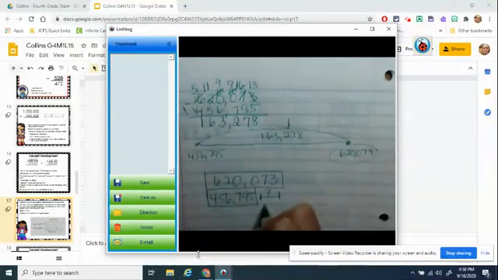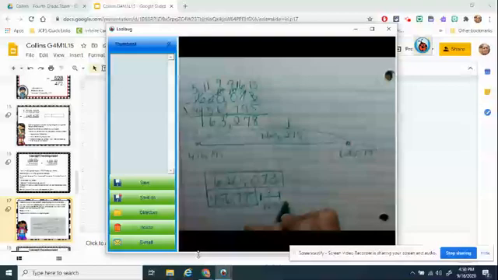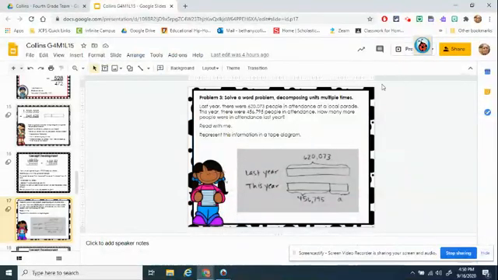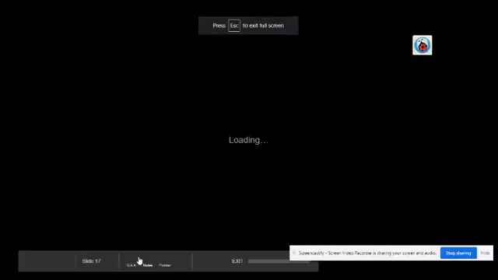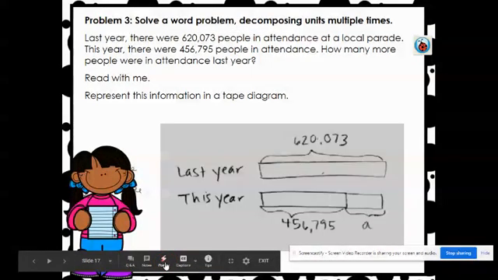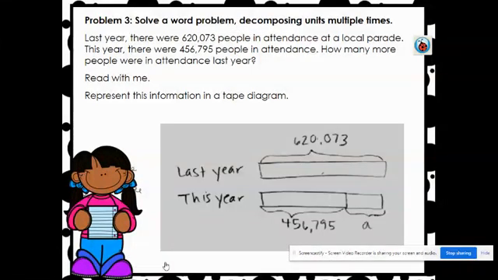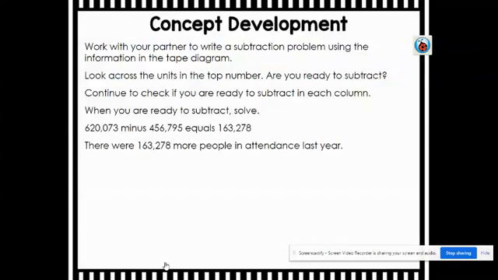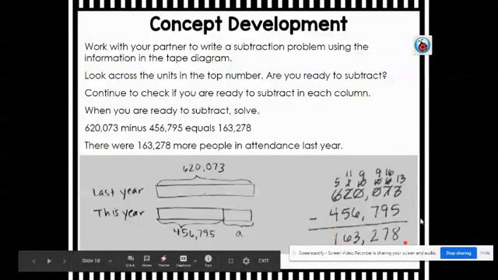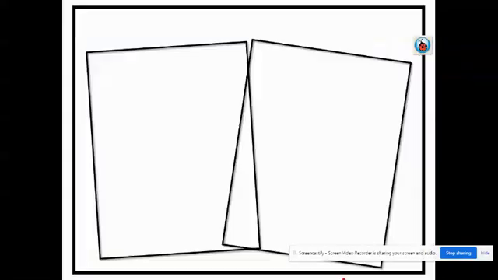So the difference here is 163,278. All right, let's go back to present. Okay. All right, so there it is in a tape diagram. And here it is where we subtracted. So here's the math we just did together on the notebook where we had to regroup.